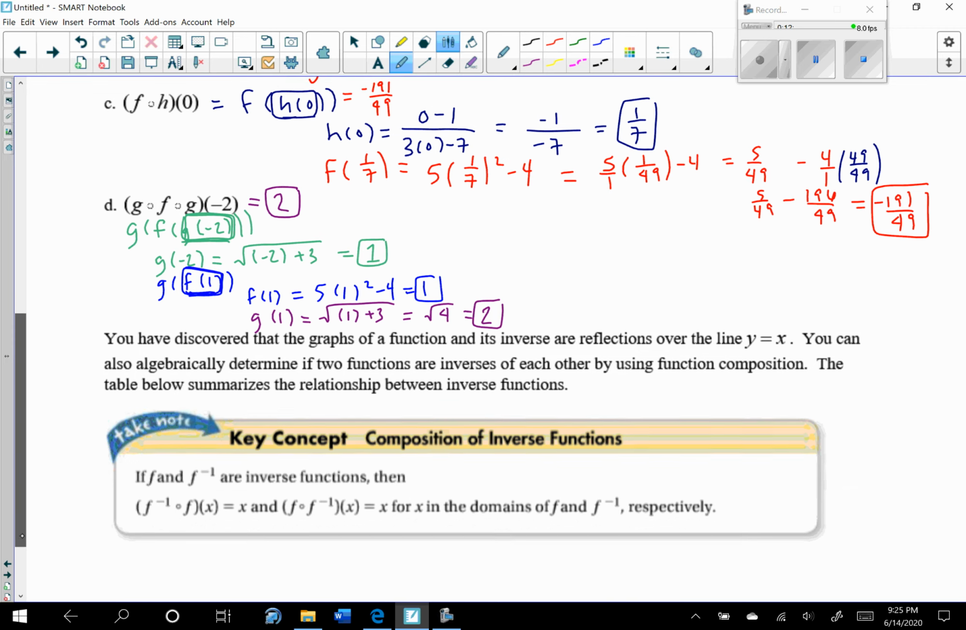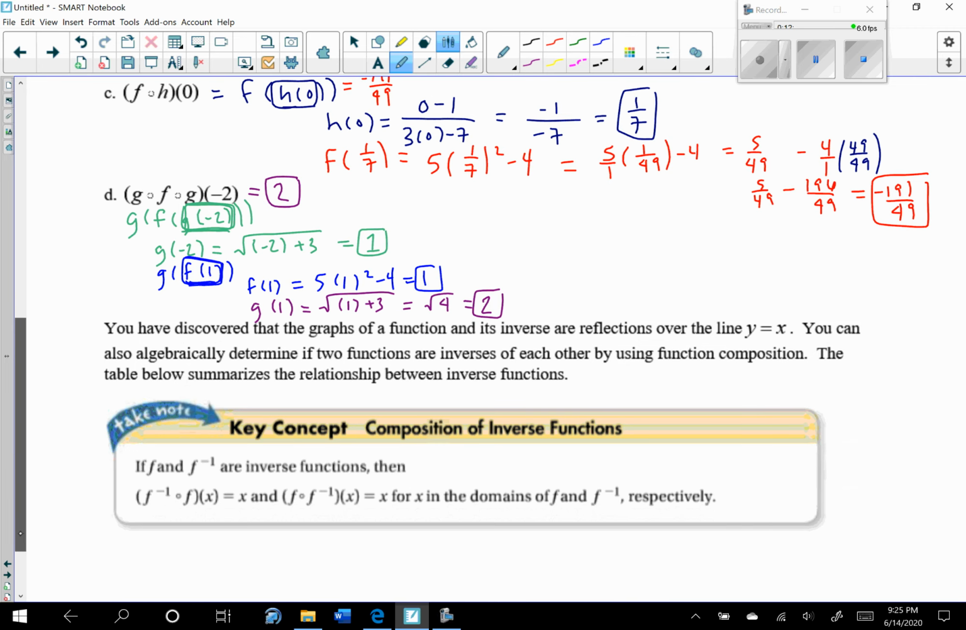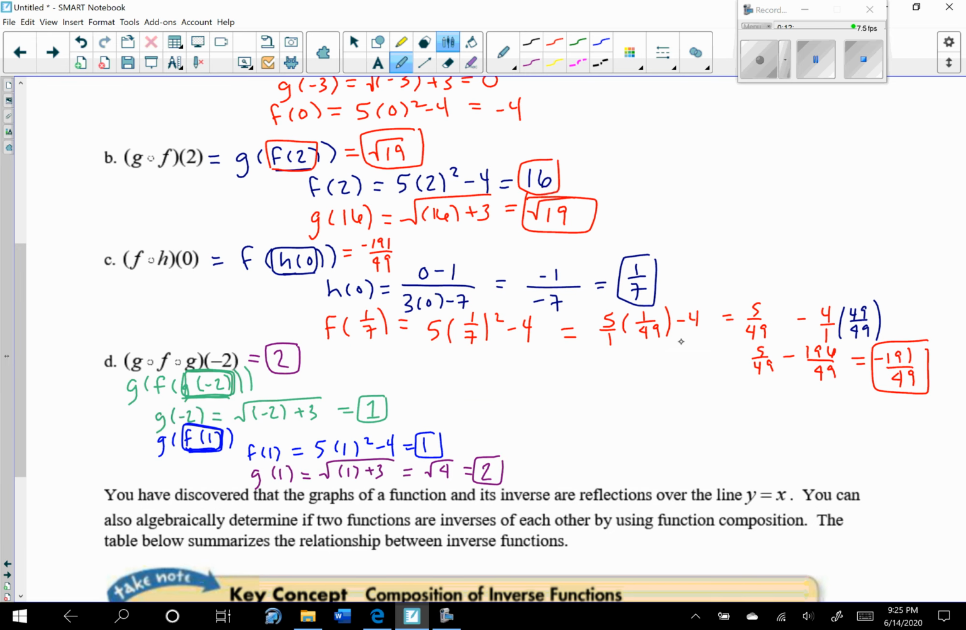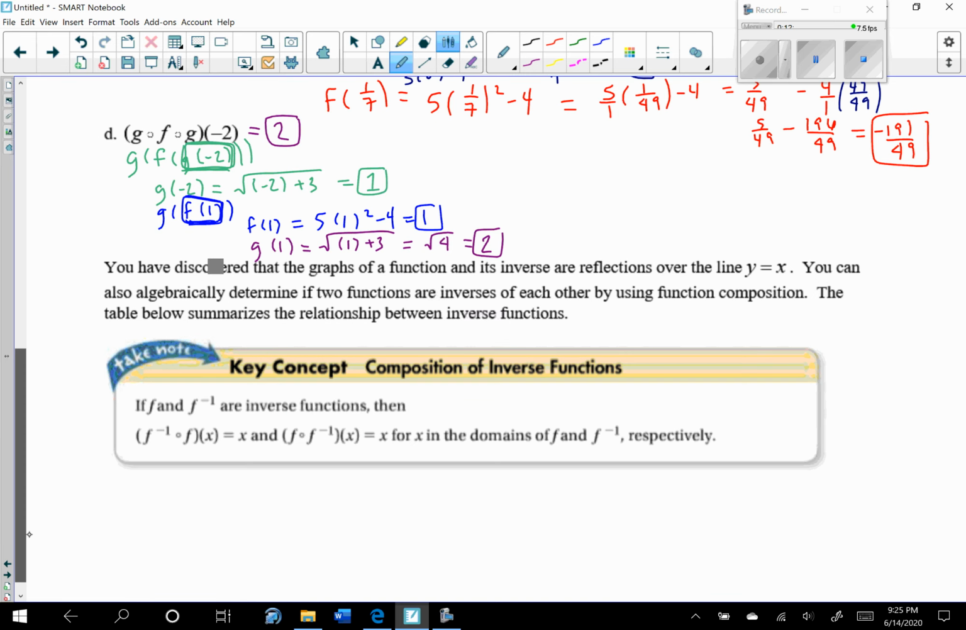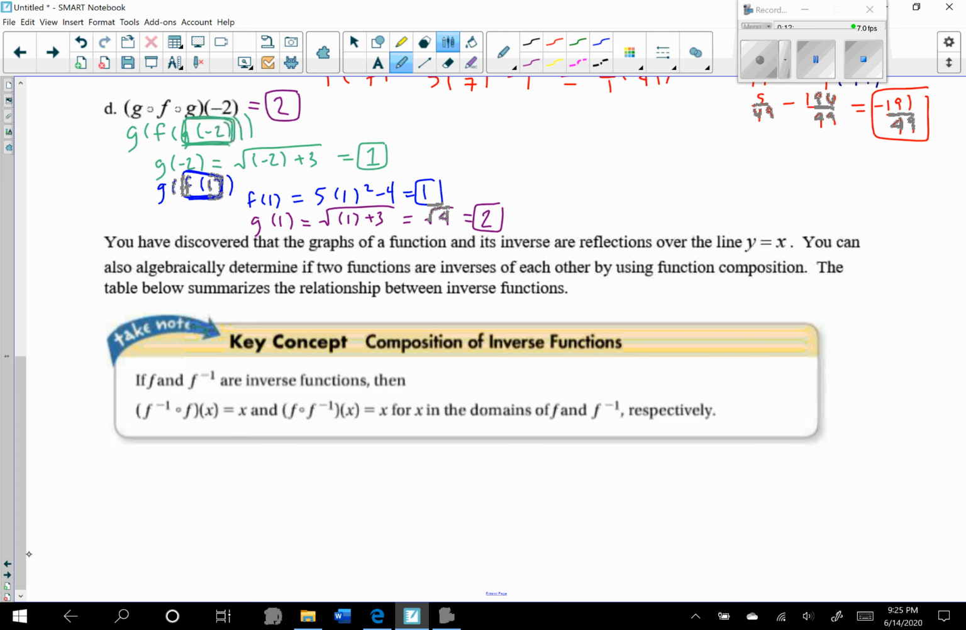So you have discovered that the graphs of a function and its inverse are reflections over the line y equals x. You can also algebraically determine if two functions are inverses of each other using function composition. The table below summarizes the relationship between inverse functions. If f and f inverse are inverse functions, then f inverse of f of x equals x, and f of f inverse of x equals x for x in all the domains of both the function f and f inverse respectively.